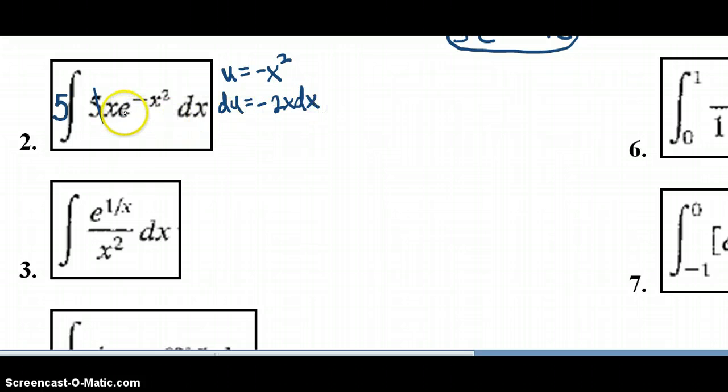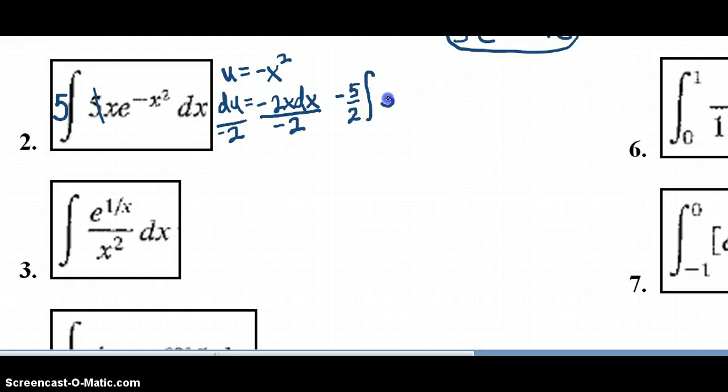Now as I look back, I now have e to the u power, but I don't want negative 2x dx, I just want x dx. So I'm going to divide by negative 2 here. So this becomes negative 1/2 du, and now I'm ready to rewrite my integral and finish the problem. So the integral is now going to be not just negative 1/2 out front, but that 5 that was out there as well makes it a negative 5/2 out front of my integral.